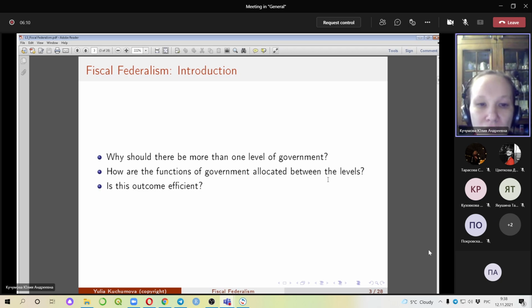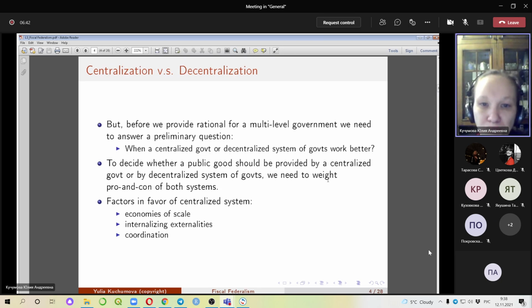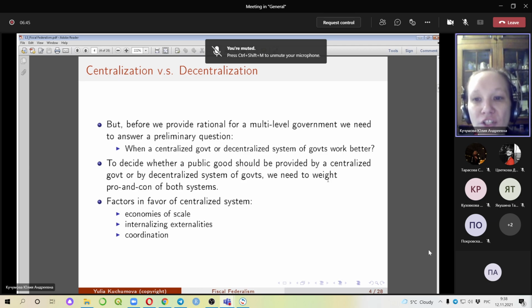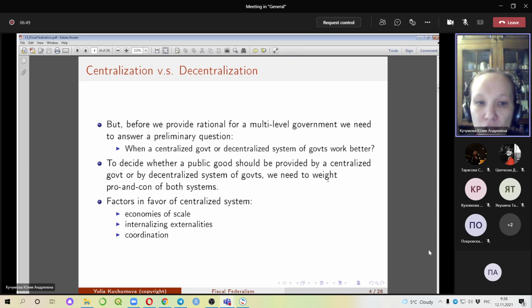But once we start to think about that structure, some questions arise in our heads, right? Why should there be more than one level of government? How are the functions of government allocated between the levels? And eventually, is this outcome efficient? Those questions are important, and we're going to give some answers to them. But before we provide a rationale for a multi-level government, we need to answer a preliminary question: specifically, when a centralized government or a decentralized system of governance works better.